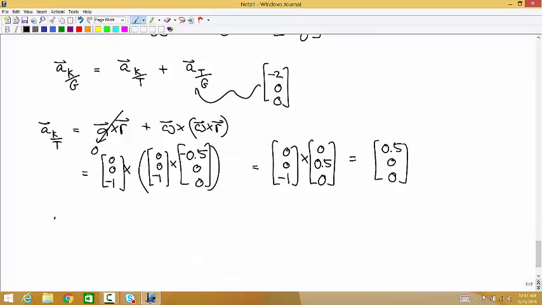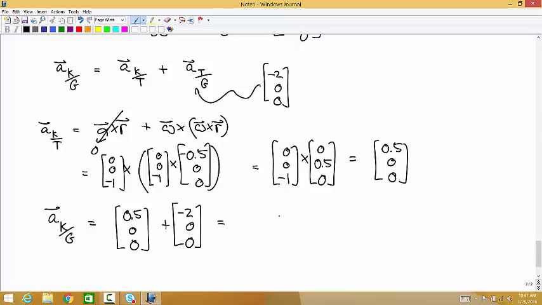And so add those two together, and you get that the acceleration of the kid relative to the ground is equal to 0.5, 0, 0 plus negative 2, 0, 0. So negative 1.5 meters per second squared, 0, 0.